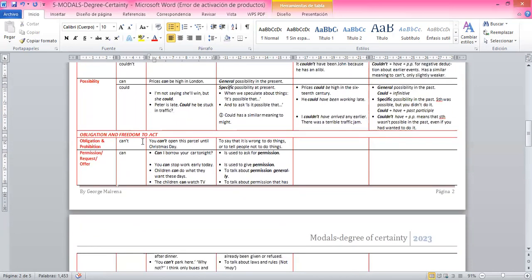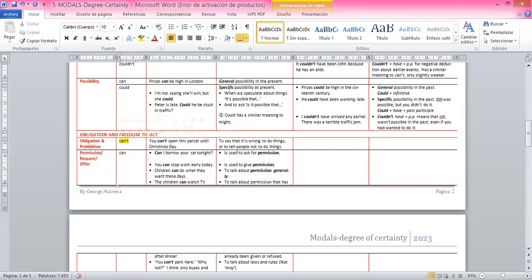For obligation or prohibition, we can also use can't, okay? When it's something that is banned for you, it's something that you cannot do. For example, can you read that sentence, please? You can't open parcels during Christmas Day. Okay, good. That is a prohibition, right? You can't do it.